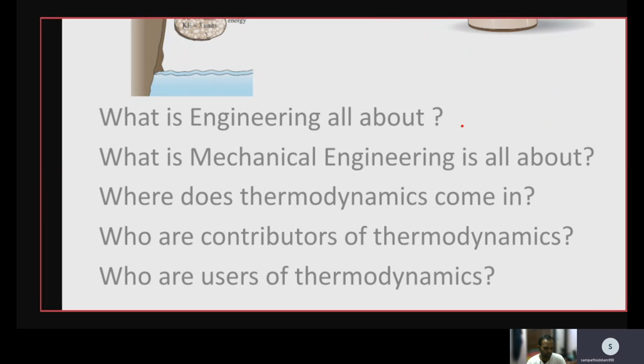Excuse me. And next, coming to who the contributors of thermodynamics are. The contributors are physicists, chemists, mathematicians; all these people are contributors to thermodynamics itself. Next, if you move on to the other one, who are the users of thermodynamics? All the backgrounds of engineering, such as biological, aeronautical, civil, mechanical, and chemical engineering, are all users of basic thermodynamics itself.